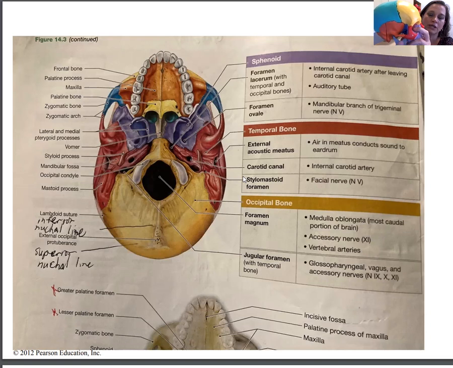So what you're going to do is name what direction it's going in first, then what bone it sits on. This part right here goes towards the temporal bone, so it's the temporal process of the zygomatic bone. Whereas this one in orange goes towards the zygomatic bone, so this is the zygomatic process of the temporal bone. And this entire thing would be the zygomatic arch.